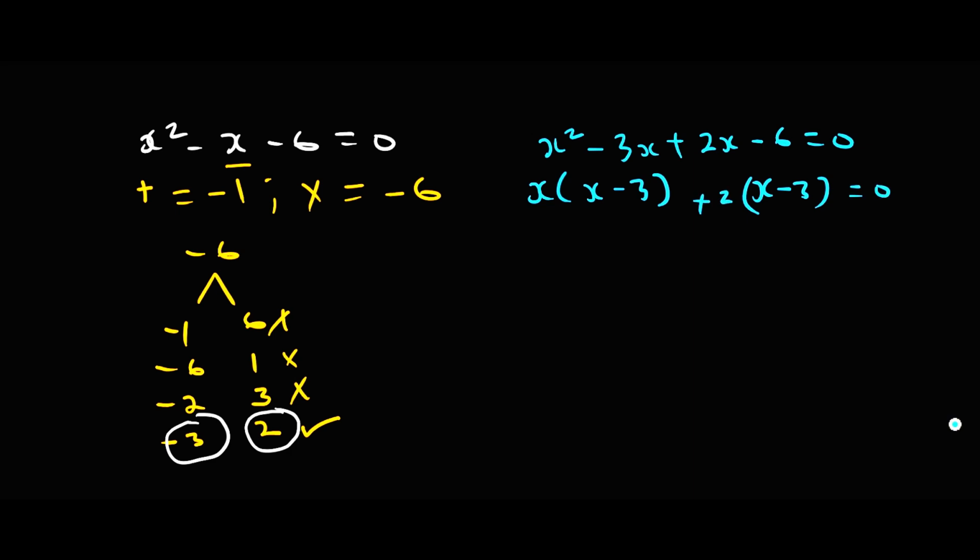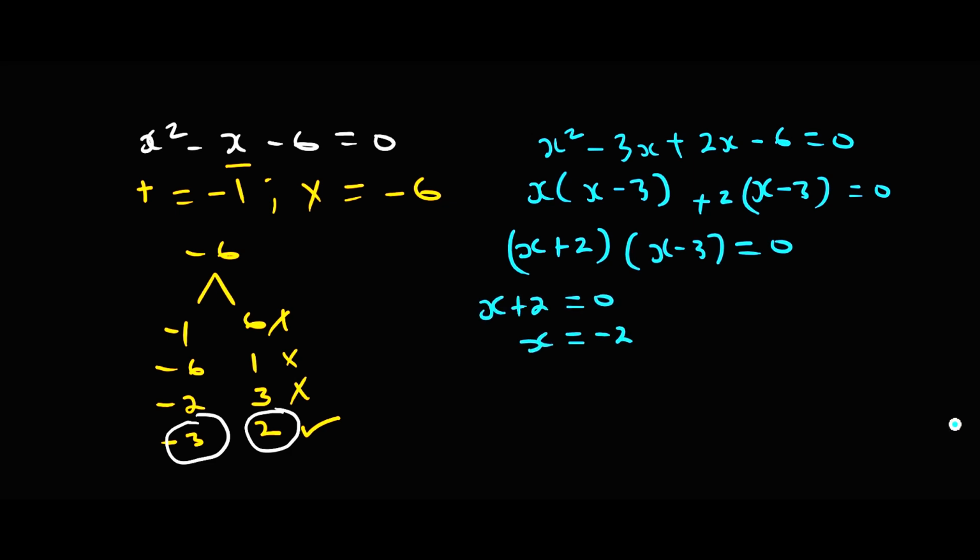So take the one outside the bracket, that is x plus 2, and then pick one from the brackets, that is x minus 3, and that's equal to 0. So it's either this or that is equal to 0. If x plus 2 is equal to 0, then x is negative 2. But if x minus 3 is equal to 0, then x is equal to 3. So it is now clear that the value of x is either negative 2 or positive 3.